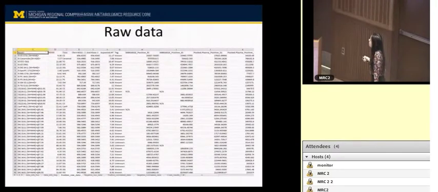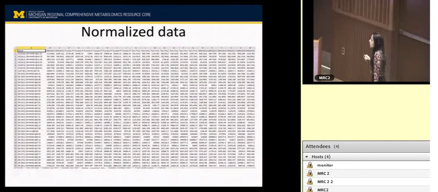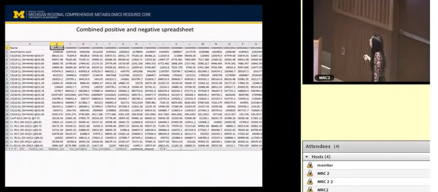And then the next tab in this Excel file is the raw data, which contains the names and mass information, class information, the RSDs in the quality control samples, and the retention time, and then for each sample we give the peak areas. And then we also give the normalized data. We already provide this data. And we also give a combined positive and negative normalized data.